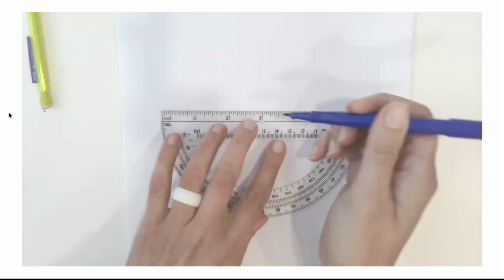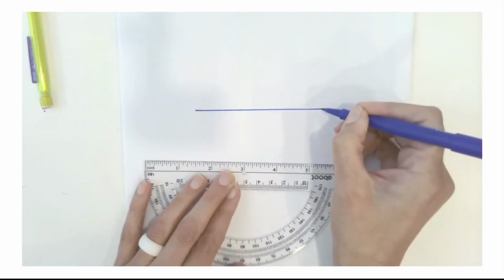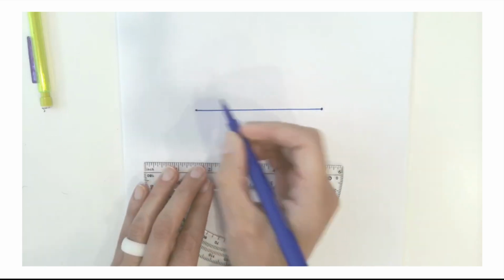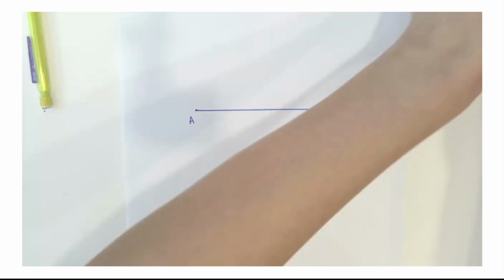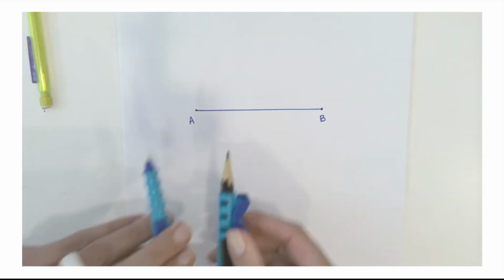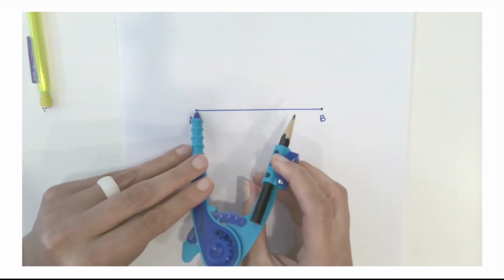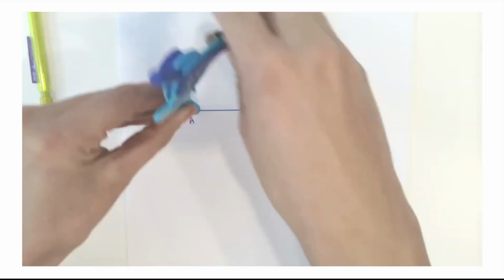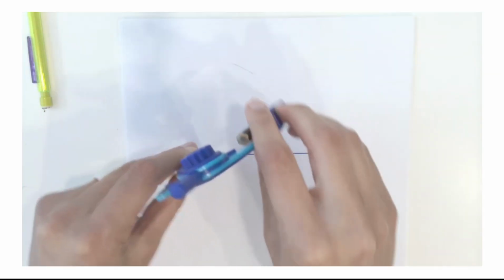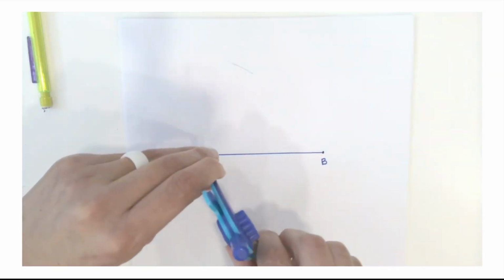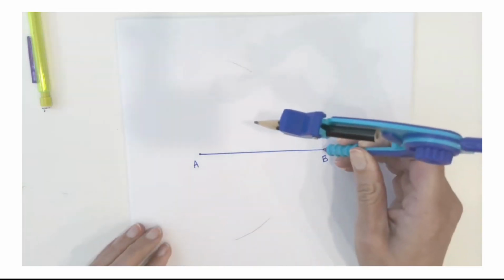Okay, let's see how to bisect a line segment. So first you start off with a line, you put your endpoints, you label them. Then you want to open up your compass to a distance that is about 3/4. Plant that in here. You're going to make an arc at the top, and while it's still connected to the bottom, make an arc at the bottom.